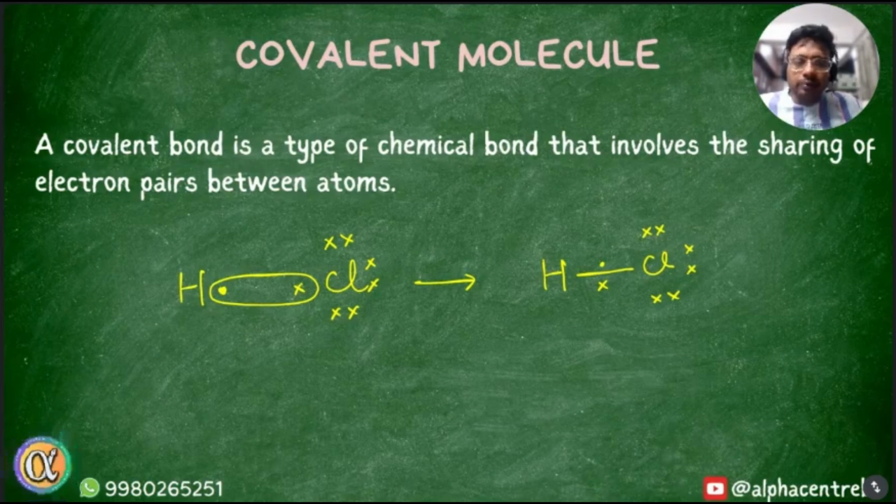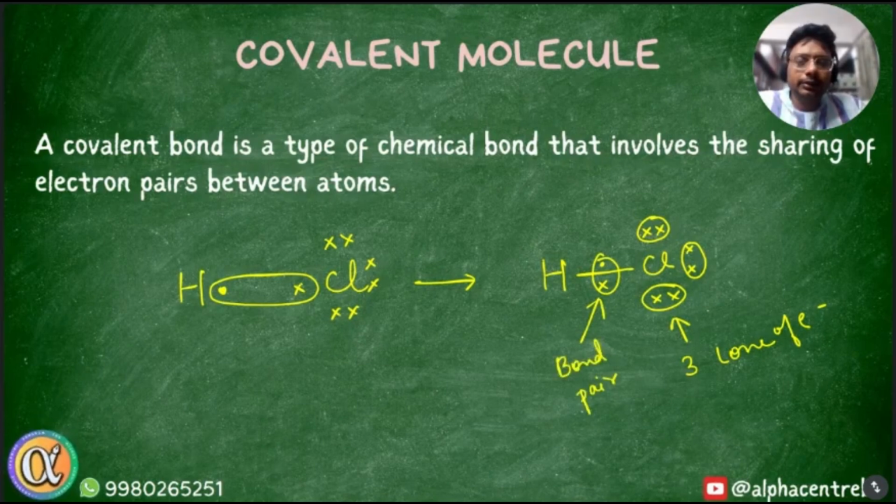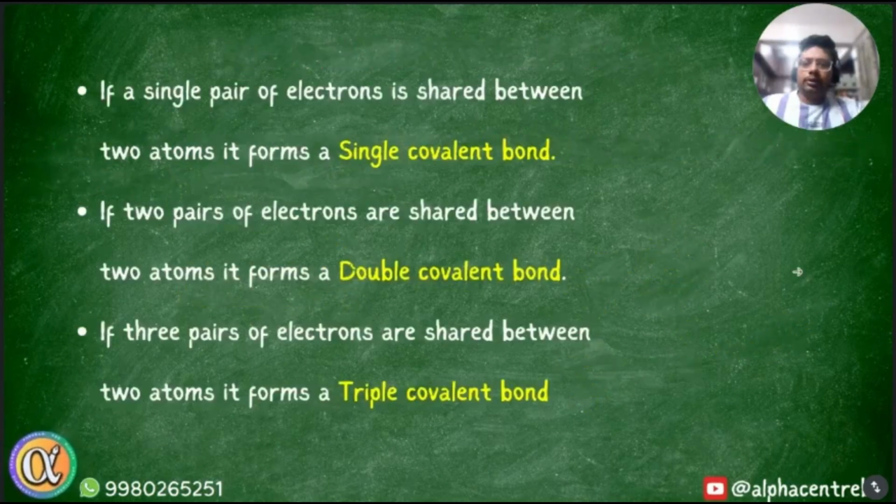Okay, so they become 3 pairs. So I can say chlorine has three lone pairs, and this one here is the bond pair. Simple. Can I move forward? Yes, sir. Okay.